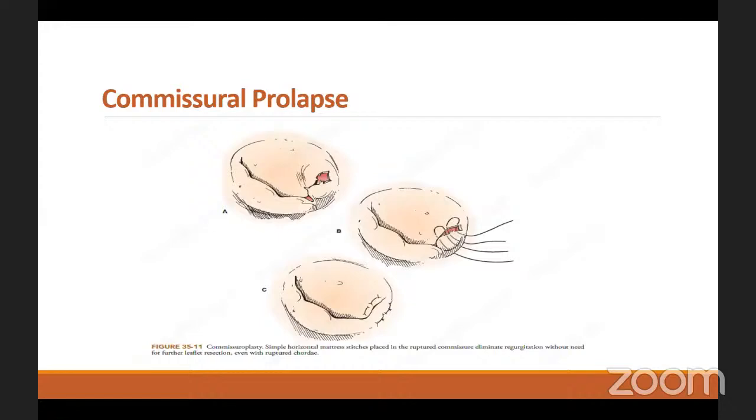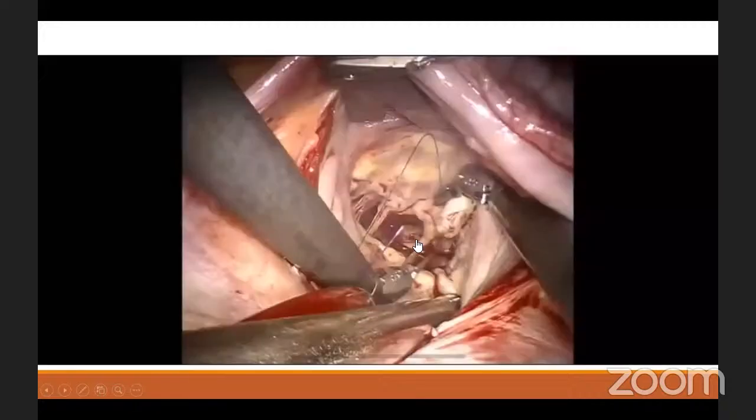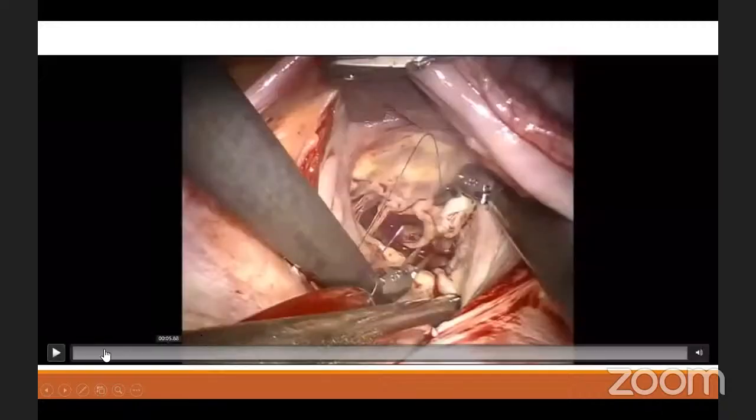One of the other pathologies we have for the posterior leaflet is commissure prolapse, and the repair is very simple. We just do a commissuroplasty. A simple horizontal mattress suture is placed in the ruptured commissure to eliminate any regurgitation without need for any further resection of the leaflet. This is a video showing the commissuroplasty.